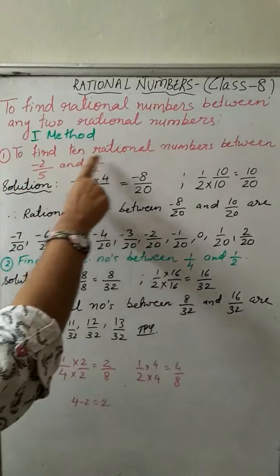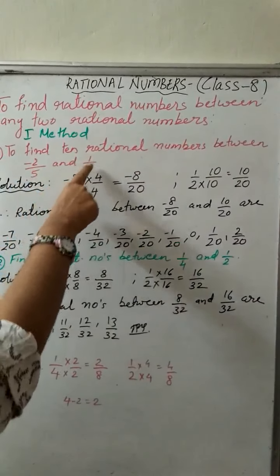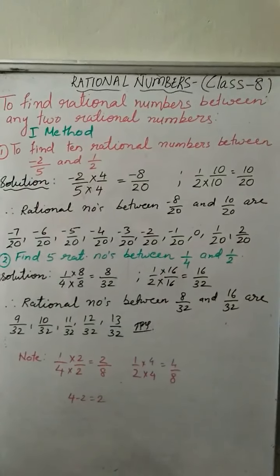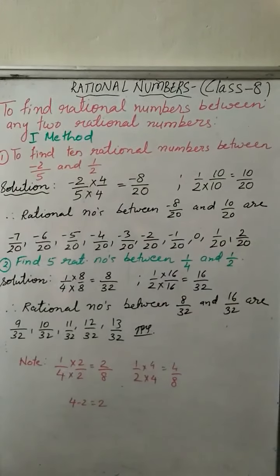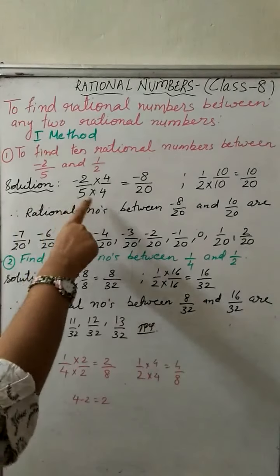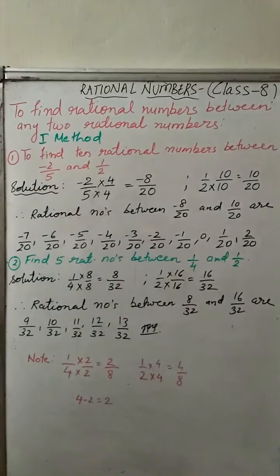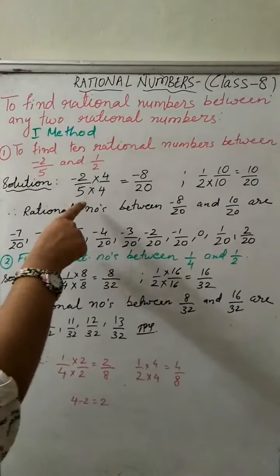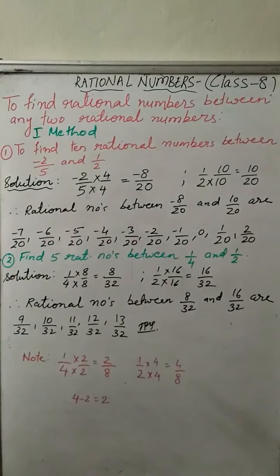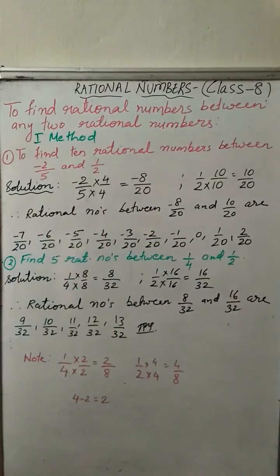To find 10 rational numbers between -2/5 and 1/2. Here the two rational numbers are given and you have to find 10 rational numbers between them. So your target is to make the denominators the same for both of these rational numbers. You can take any number. It is not necessary that you have to make it 20 only. It is of your own choice.